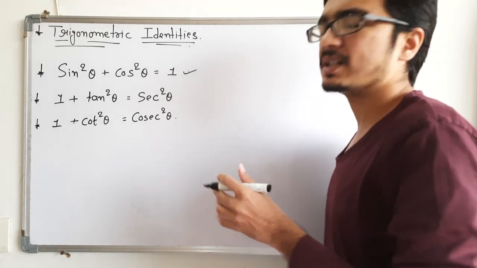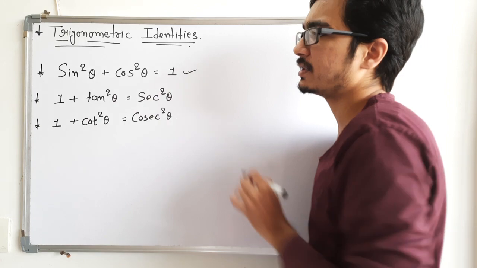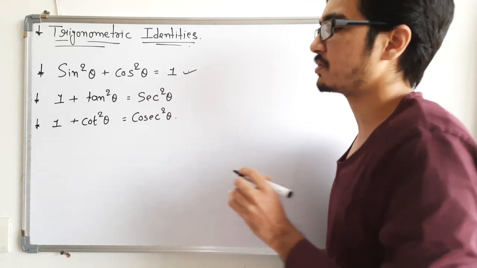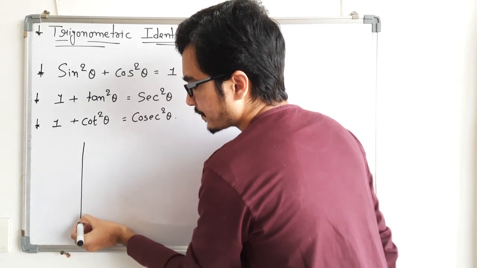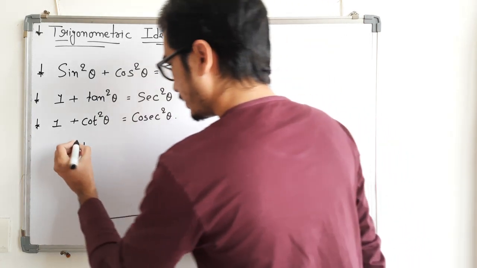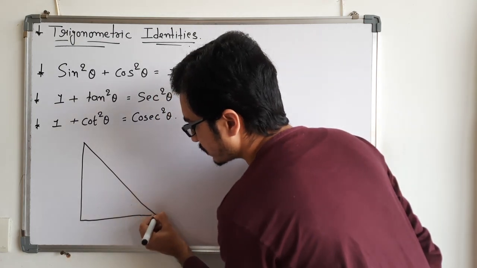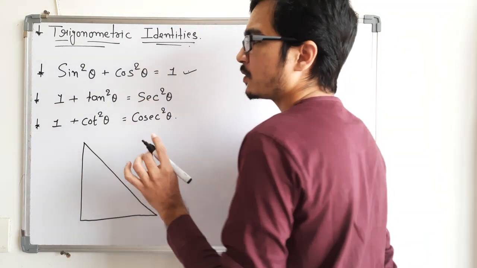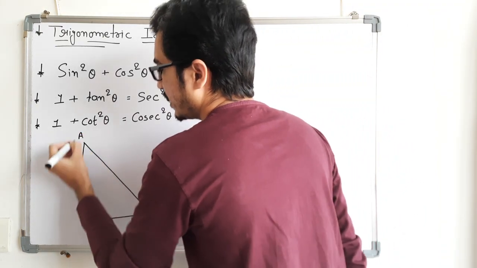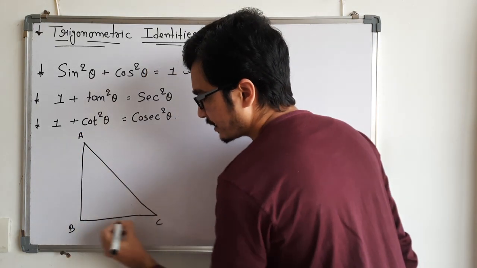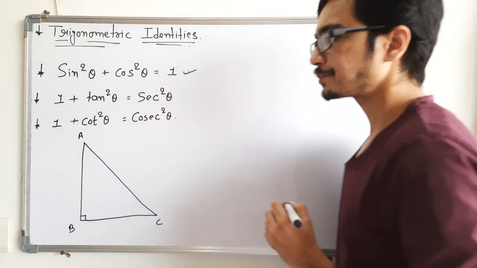Considering the issue of time, I am going to just explain the derivation of sine square plus cos square equals 1. As I told in the first lecture, in trigonometry everything depends on the trigonometric ratios, so this identity also we can derive with the help of ratios only. Let us have a right angle triangle ABC, right angled at B.